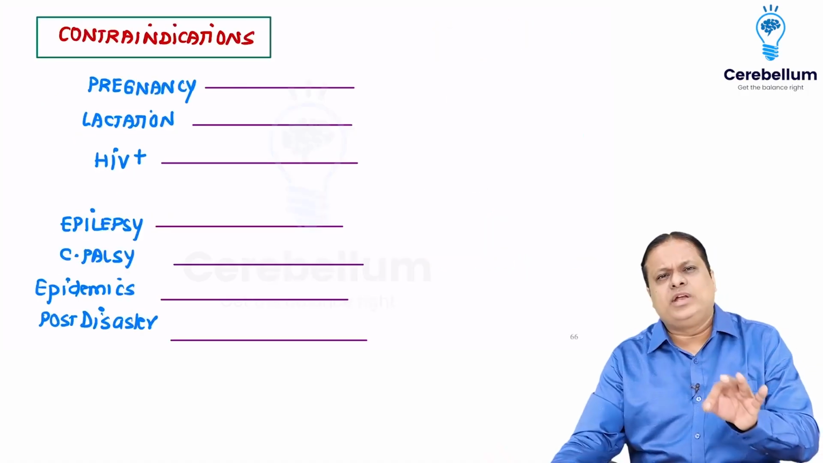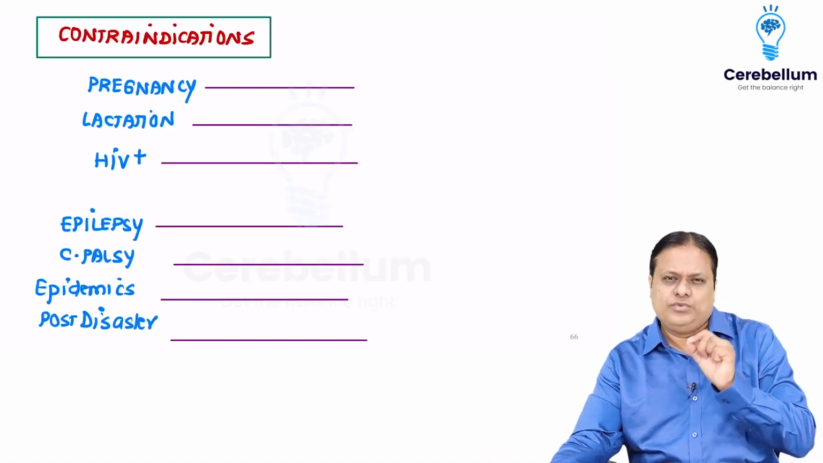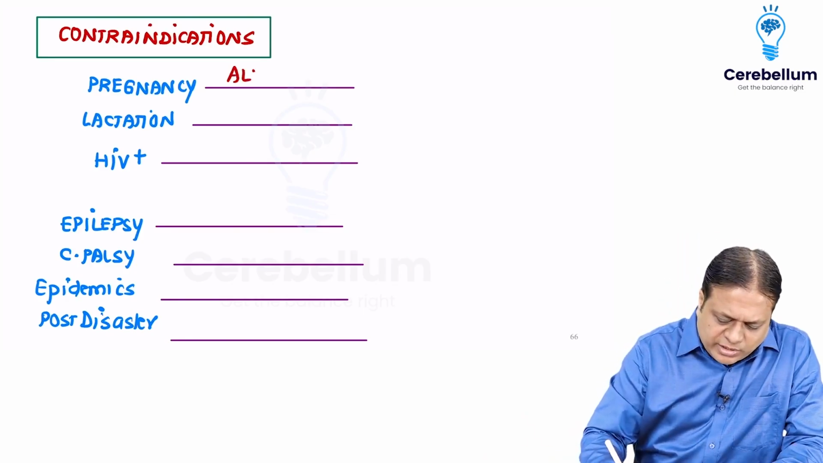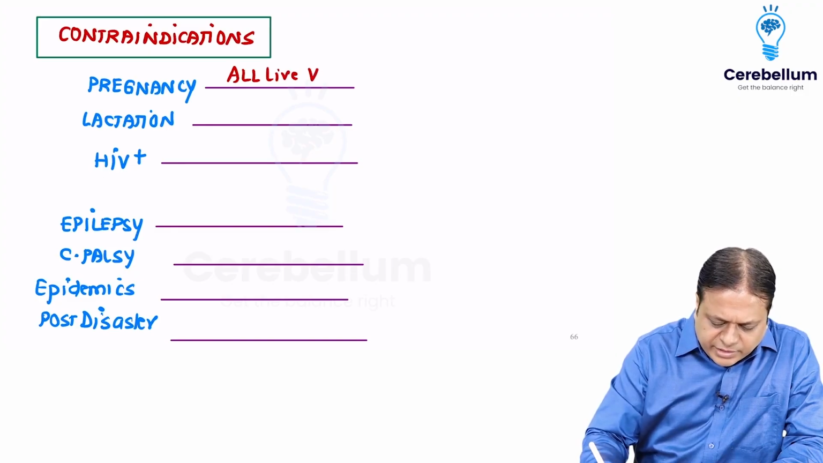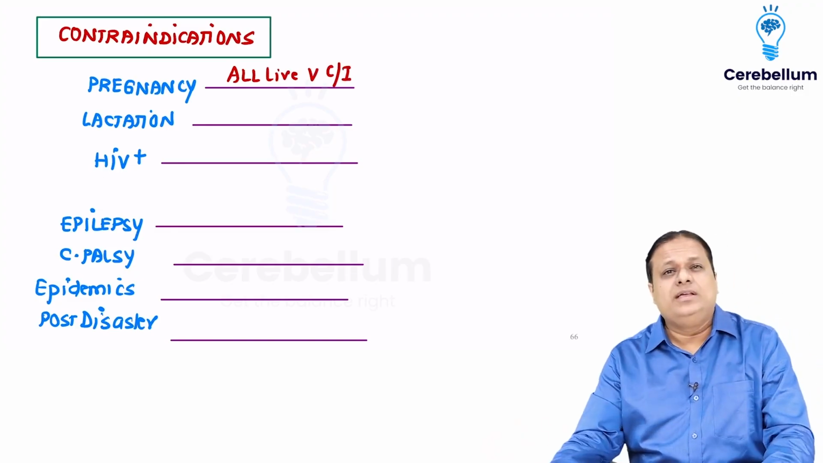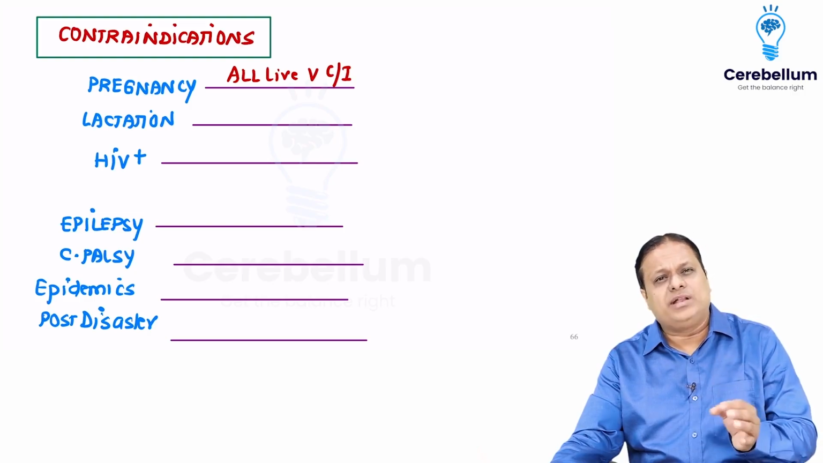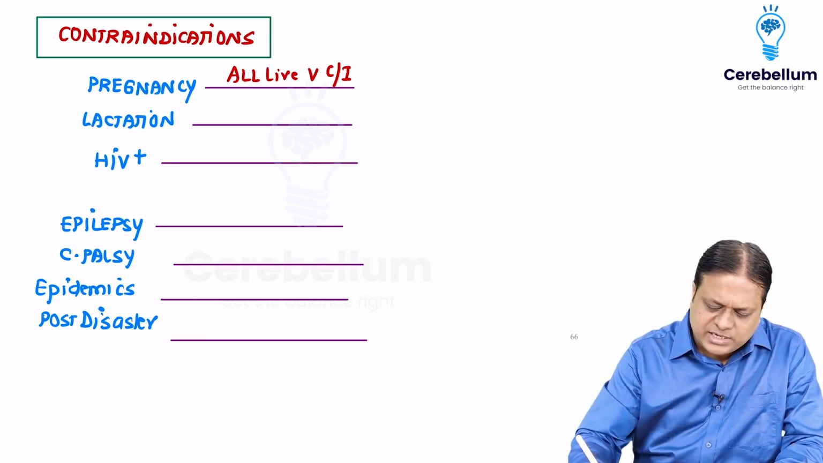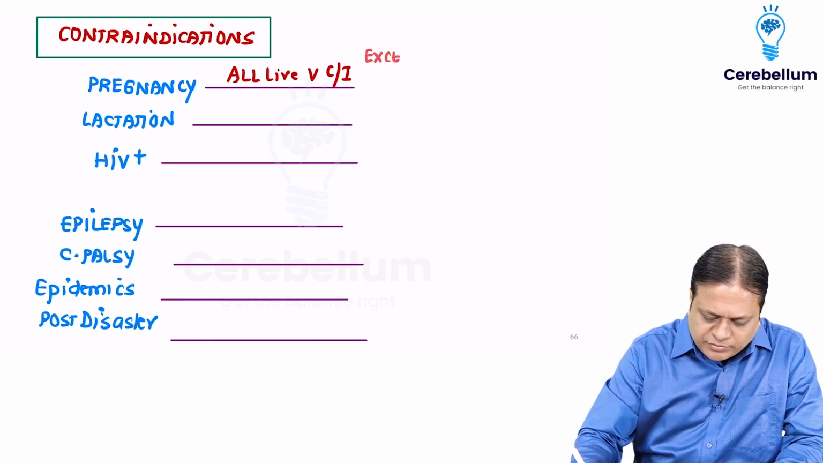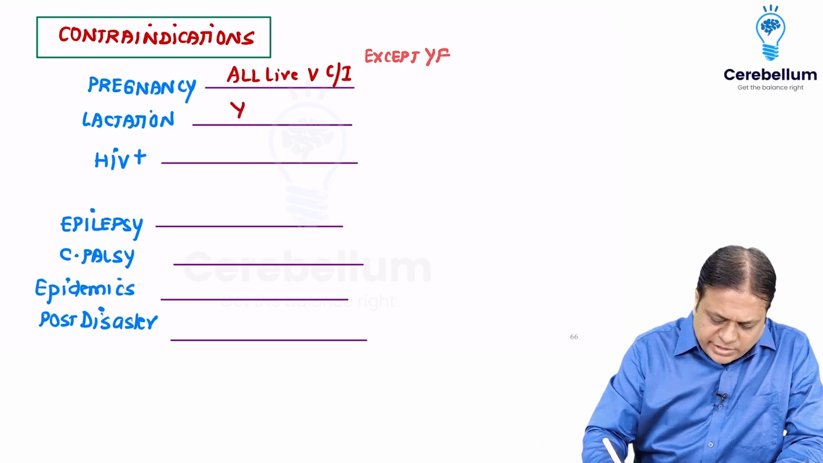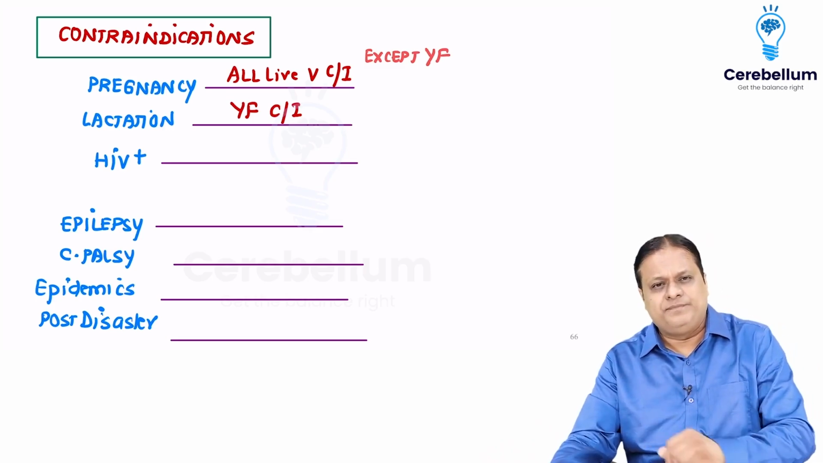Please remember. We look at now some common contraindications to vaccination, specific conditions. Pregnancy. All live vaccines are contraindicated. Why? Because pregnancy is an immunocompromised state. Live vaccines, live attenuated virus or bacterium, will act like a potent complete virus or bacterium. This has an exception of yellow fever vaccine. In contrast, during lactation, only yellow fever vaccine is contraindicated as it is excreted in breast milk.